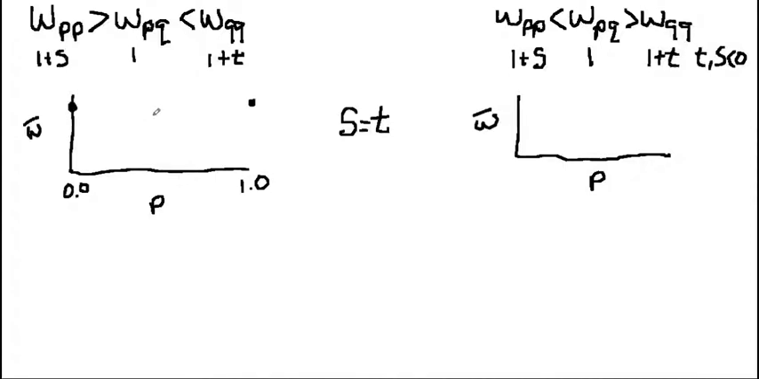Now, where will the minimum value be? Where will our average lowest fitness be? Well, the heterozygotes have the lowest fitness. And so when we're going to find the lowest fitness is when we have the most heterozygotes. Now, we should have the most heterozygotes when P is equal to Q is equal to 0.5. That means that the frequency of the heterozygotes that we expect to see is going to be 50%.